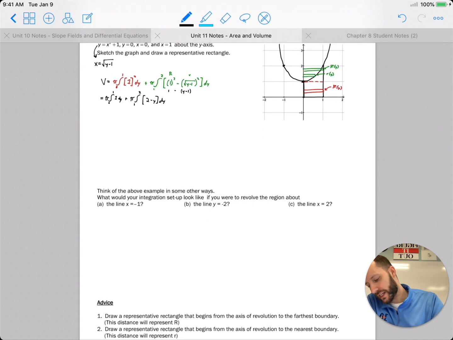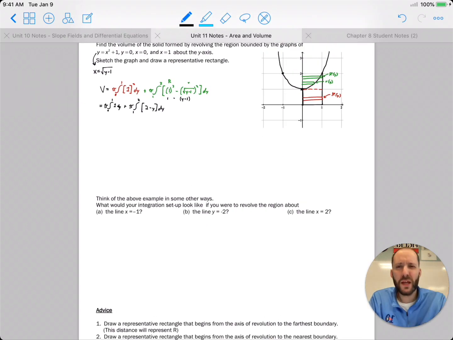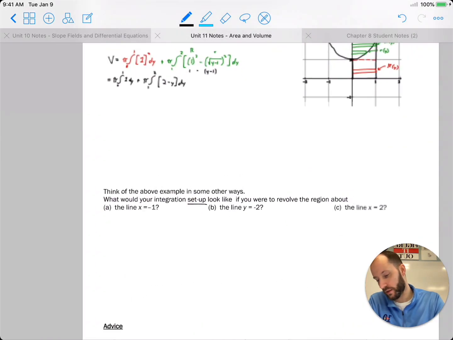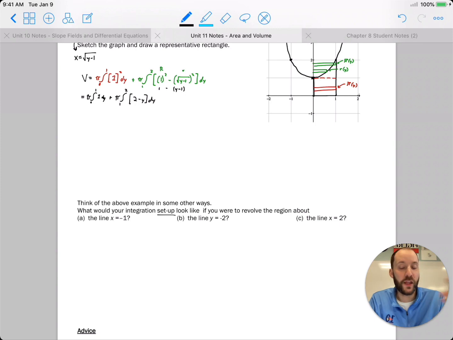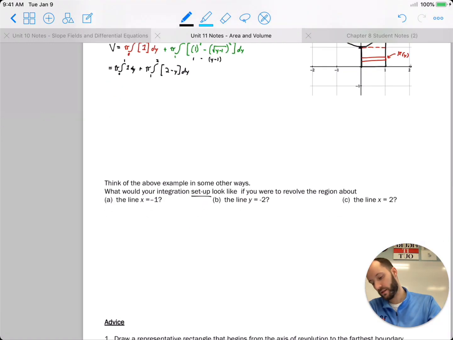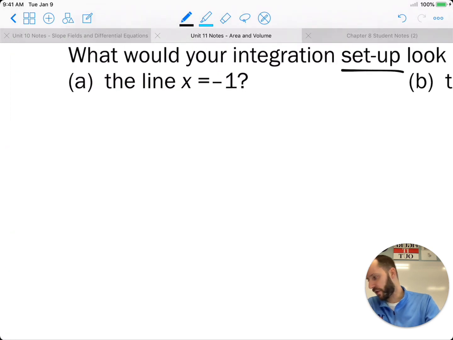But then I want to look at example A. Maybe B, maybe C, but example A for sure. Think about the above example, but what was the integration setup? The setup only, just the setup, okay? Write, but do not evaluate the integral. If we revolved about the line x equals -1, okay? So let's get a drawing of how that could look.